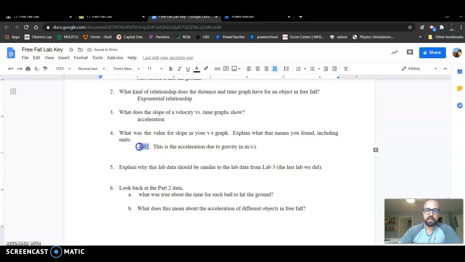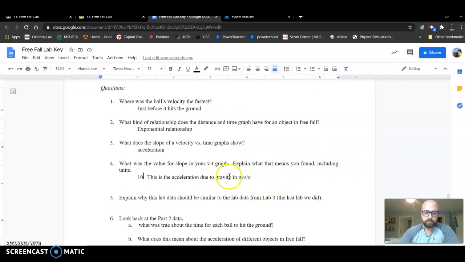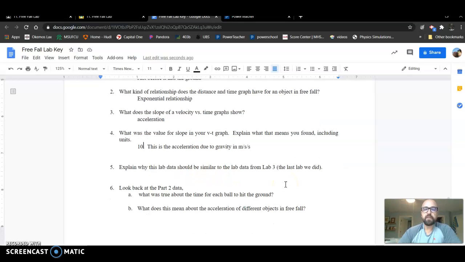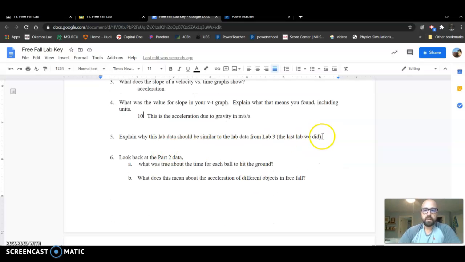And so ideally, we would have found that this was 10. Some of you, if you have the average velocity, you got it close to 5, you can think about doubling that would get you to 10. But the slope there is the acceleration due to gravity in meters per second squared.